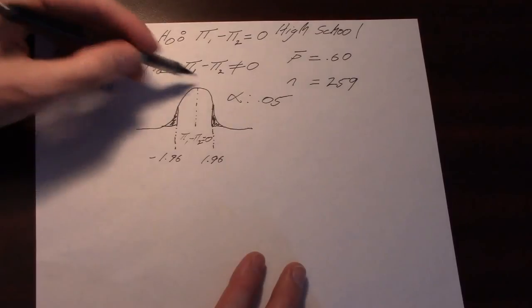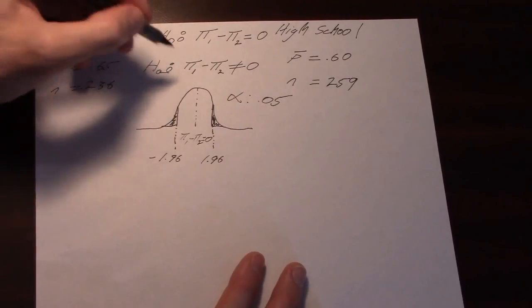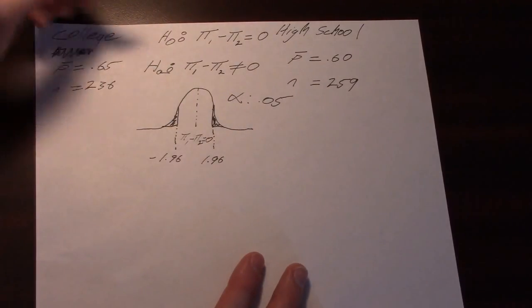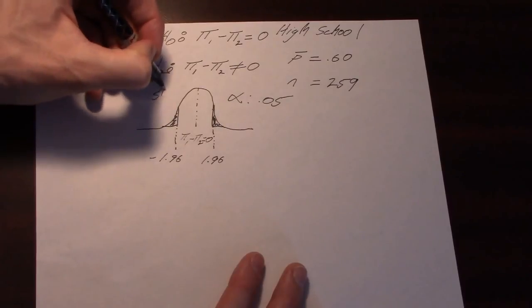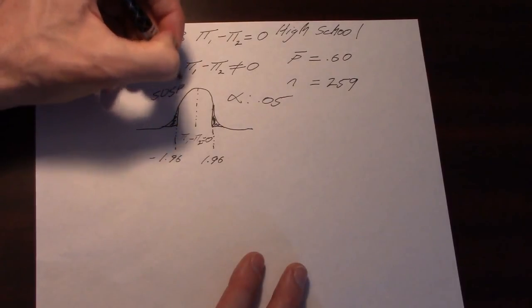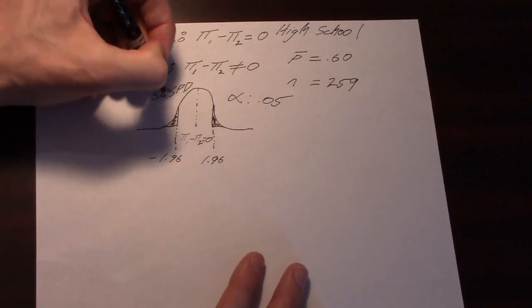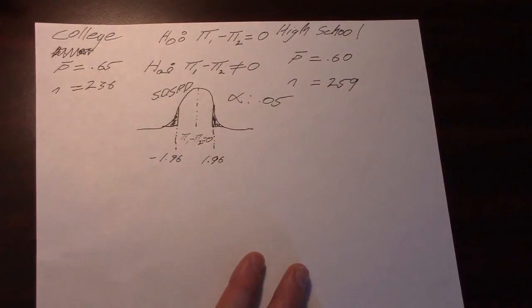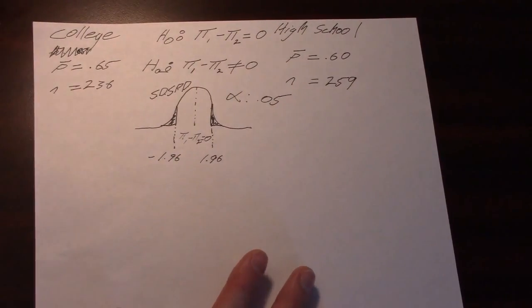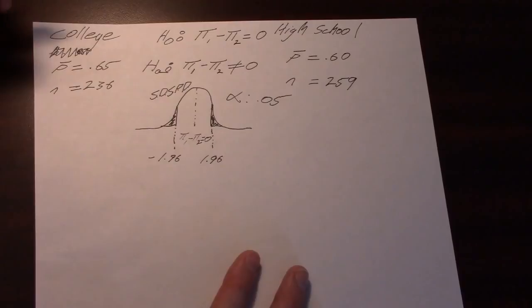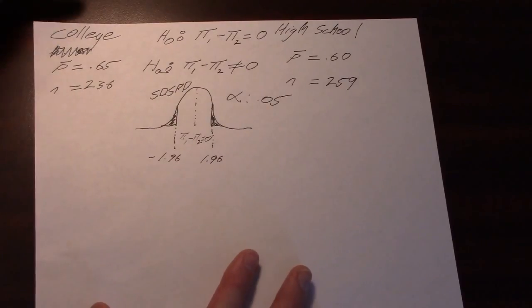Alright, now this normal distribution is our sampling distribution of sample proportion differences. Sampling distribution, sample proportion differences. I like how I abbreviated that. Alright, so we need a standard deviation for that distribution, and we're going to use that to calculate our test statistic.